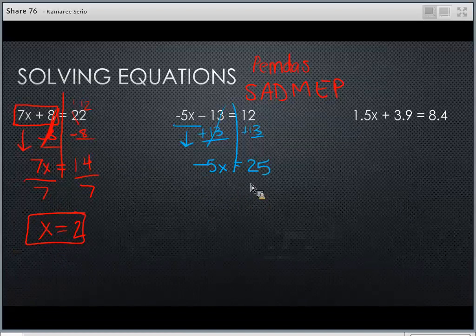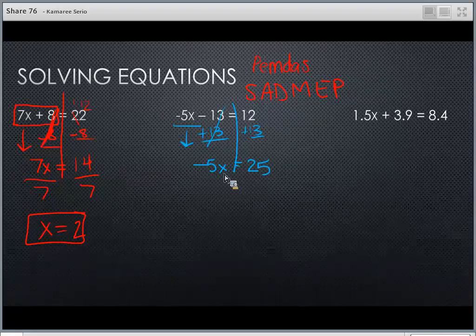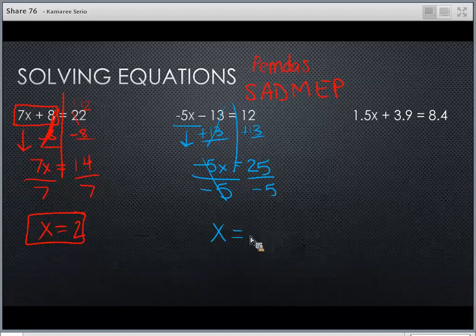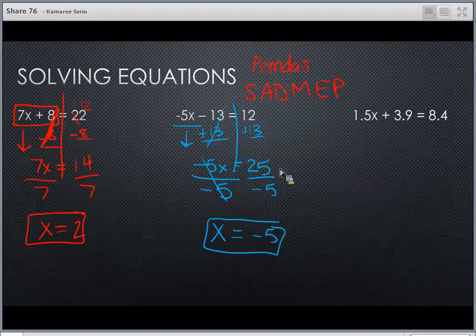So from here, I need to get rid of this minus 5. And since it's being multiplied to x, remember the opposite is division, so I'm going to divide by negative 5. Those will cancel. Now here, this is where you have to be careful with your signs. Okay, x is not 5. x is negative 5 because I have a positive divided by a negative.